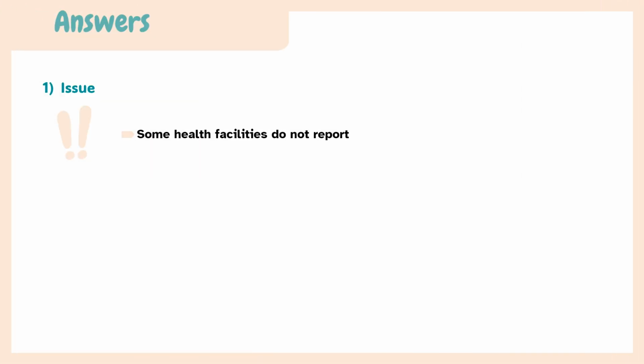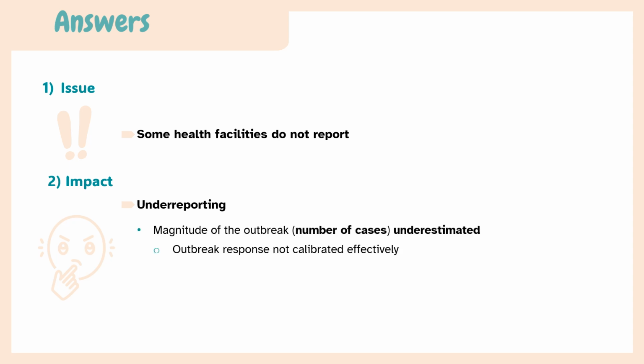An issue with completeness of reporting means that some health facilities do not report on the presence or absence of suspected cholera cases. This leads to underreporting and is likely to result in an underestimate of the magnitude of the outbreak. As a result, the outbreak response will not be calibrated effectively.